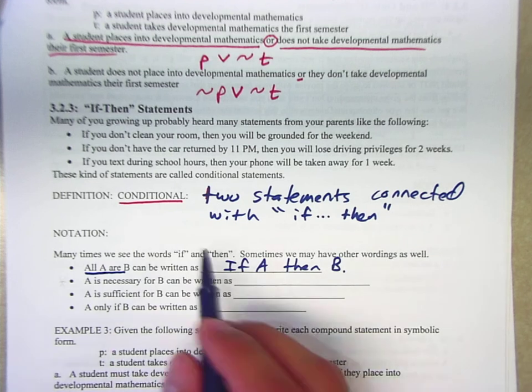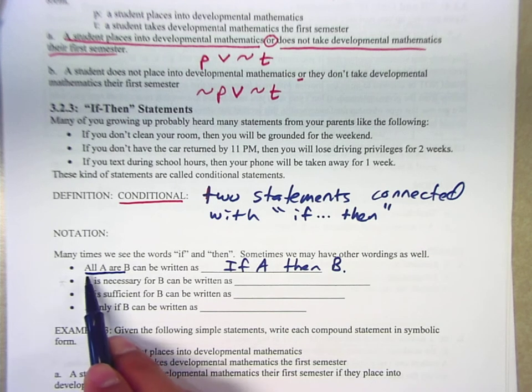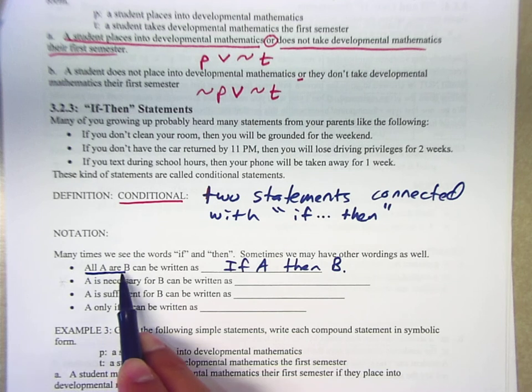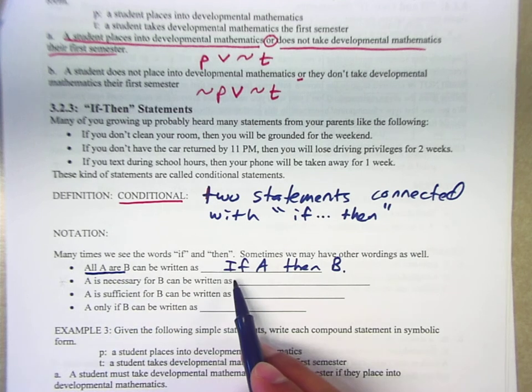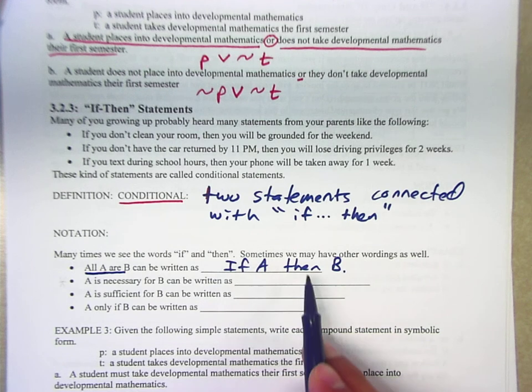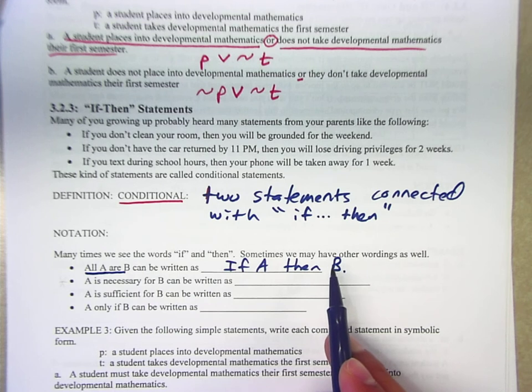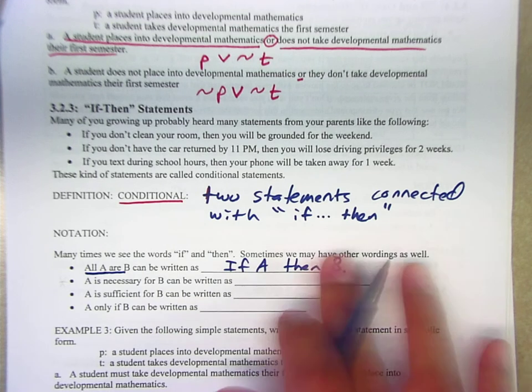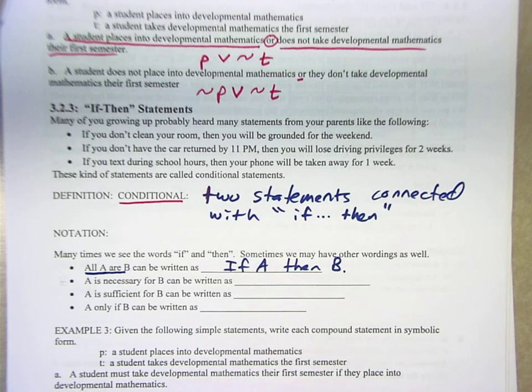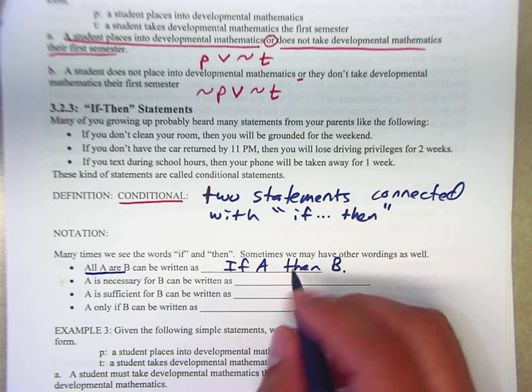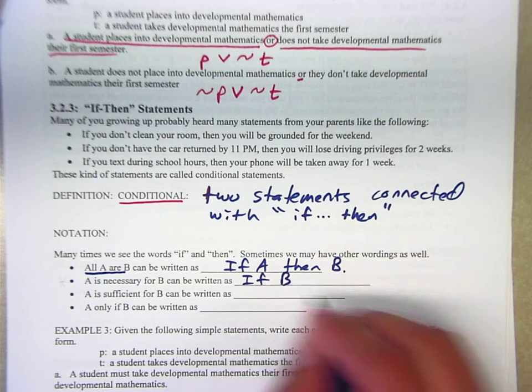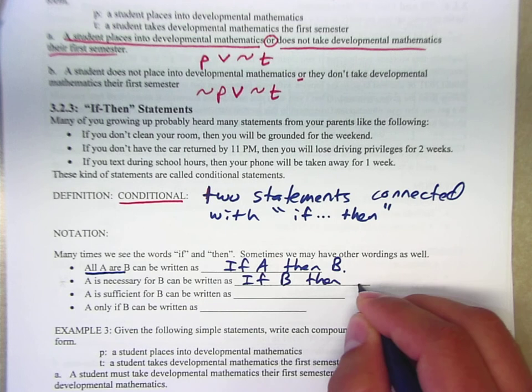Okay, and a good example would be, let's say, all elephants are big. You can kind of reword it and say, if you have an elephant, or if an animal is an elephant, then that animal has to be pretty big, right? So you can kind of think of it that way to determine what order to go in. A is necessary for B. That actually is going to be written as if B, then A.